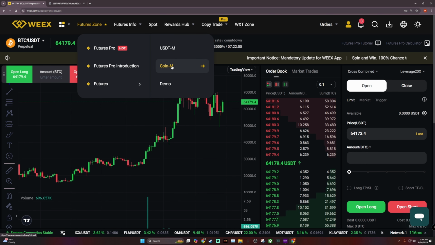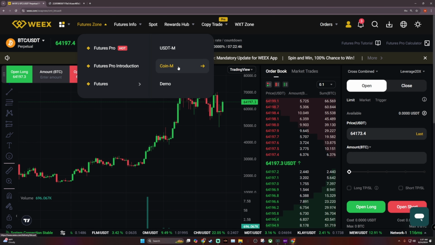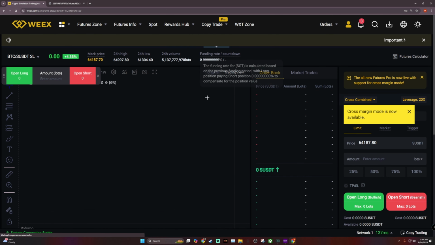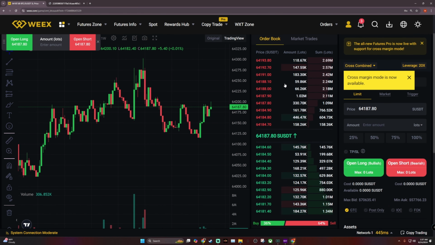However, once you go over here to Coin M, this is basically when you're trading Bitcoin against Ethereum, Bitcoin against Dogecoin, and it's a little bit of a different type of trading scenario, so I don't recommend this unless you really know what you're doing. And then right here we have Demo. Demo is very simple. You have fake money that you can trade with, and this is great if you just want to practice and hone your skills, if you will, okay?